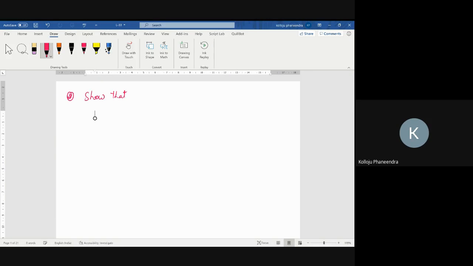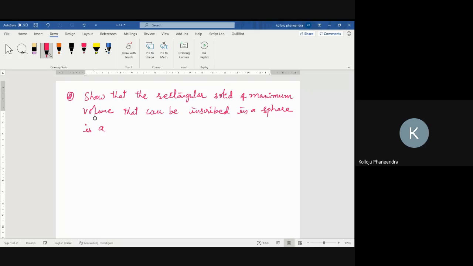Show that the rectangular solid of maximum volume that can be inscribed in a sphere is a cube. Solution.